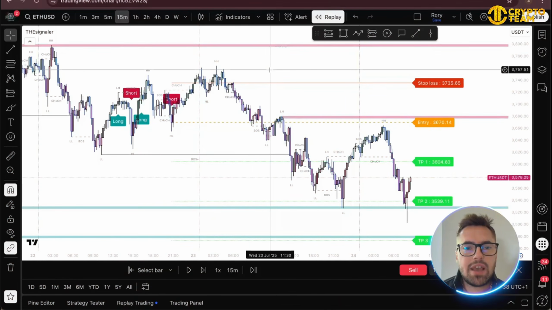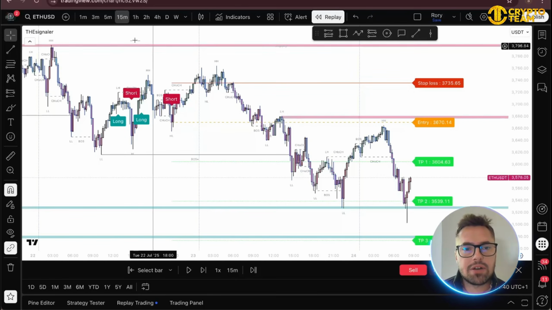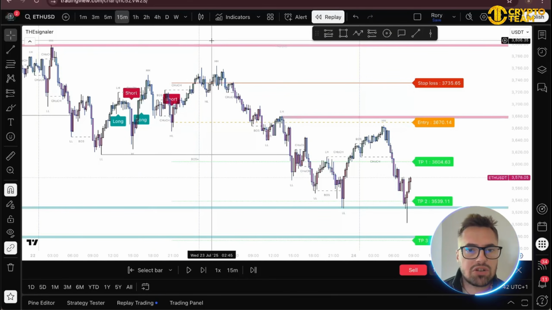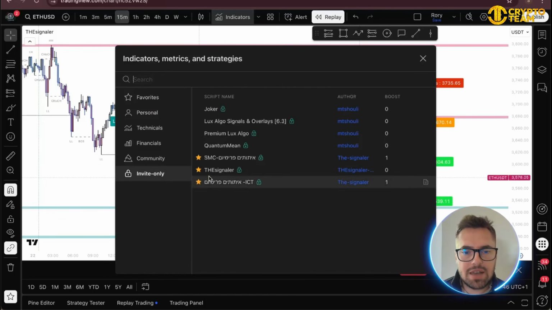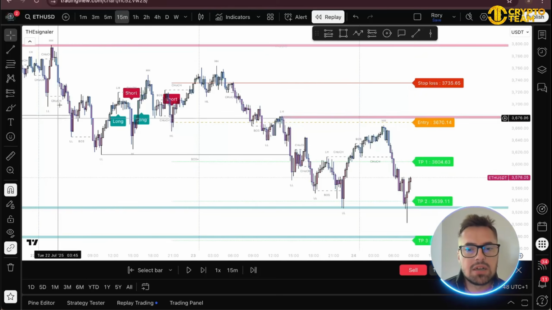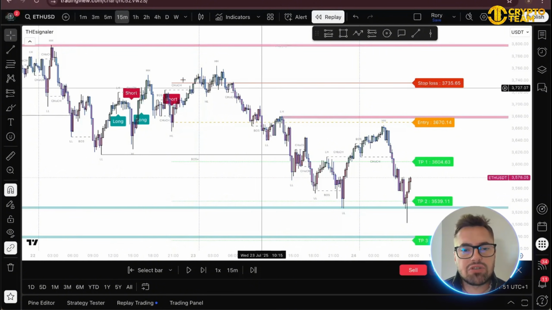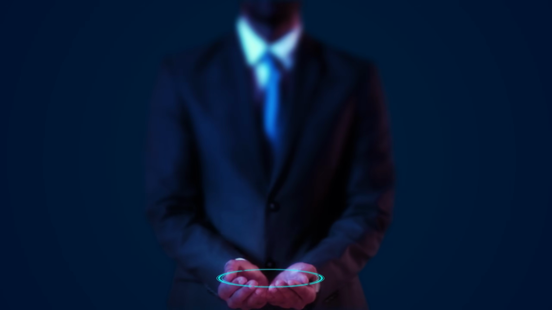Let's jump to the charts. So guys, here we are on the Ethereum versus USD chart. Now to get the indicator on, you just need to go to indicators, invite only, and click on the signaler. Now what this will then show is this on your chart.